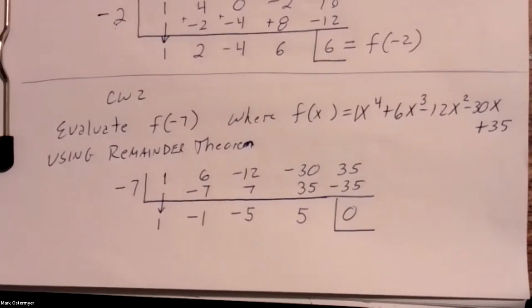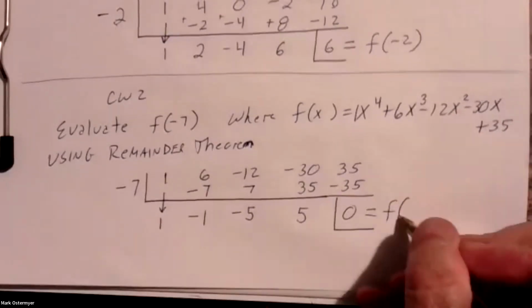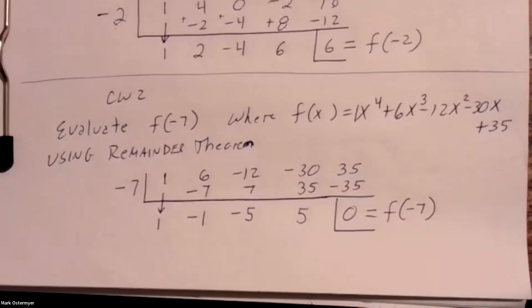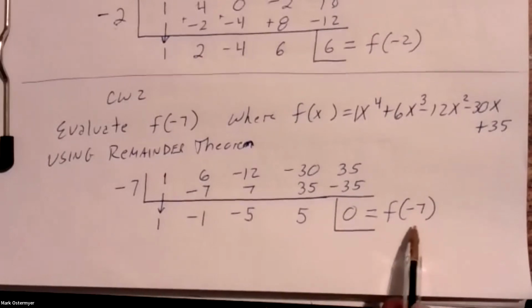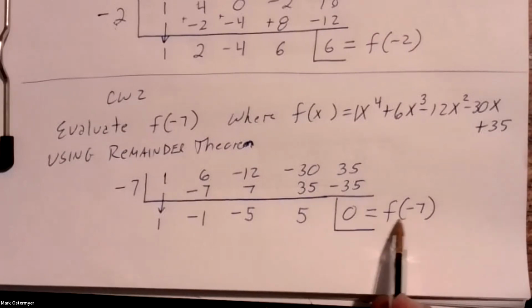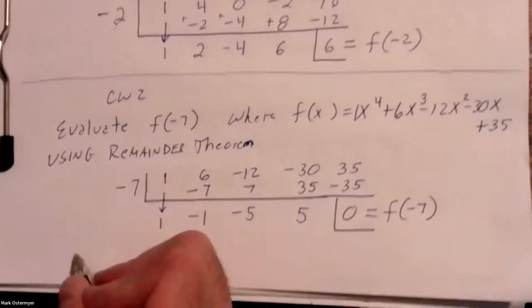So what's f of -7 equal to? Zero. That's what f of -7 is equal to. Everybody get that? So later, what can we conclude? What's the significance of -7 since it sends our function to a value of 0?